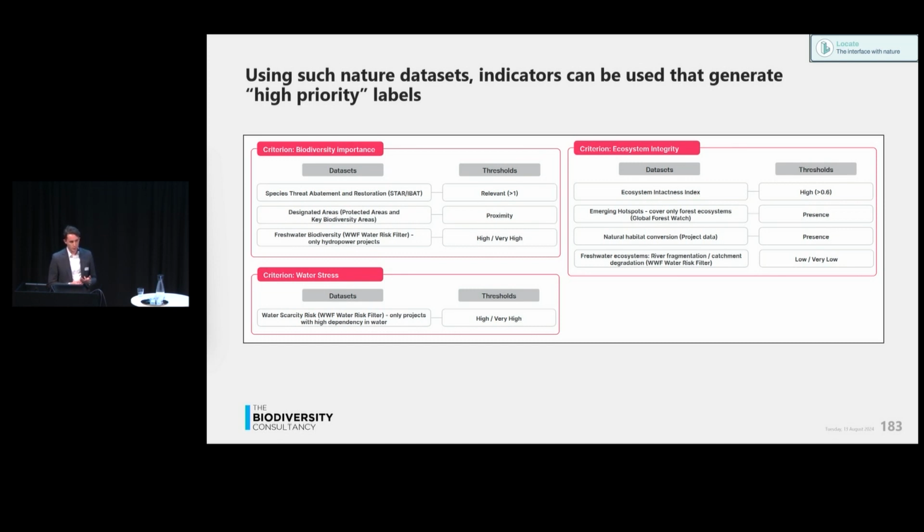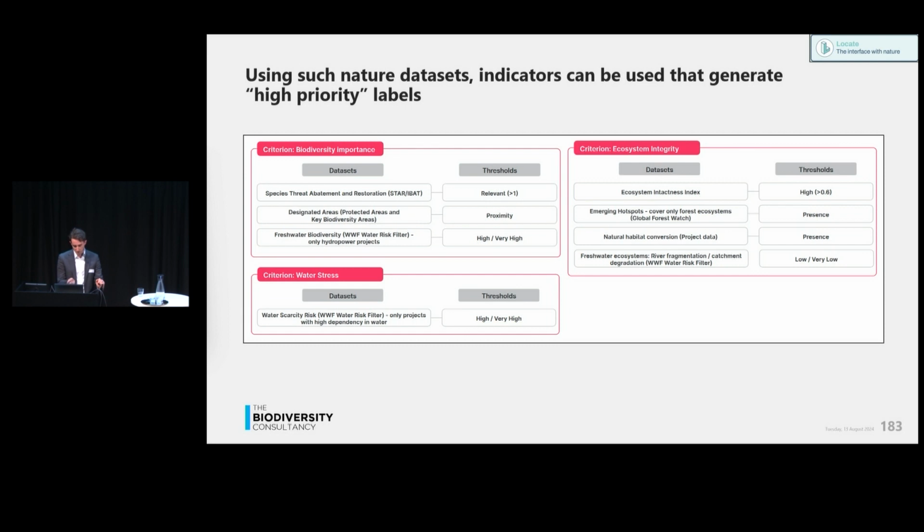So we basically converted a lot of these nature data layers in these 3 buckets: biodiversity importance, water stress, and ecosystem integrity, into thresholds which would determine whether or not a site was high priority. For example, with ecosystem intactness, high was determined to be above the 0.6 threshold.